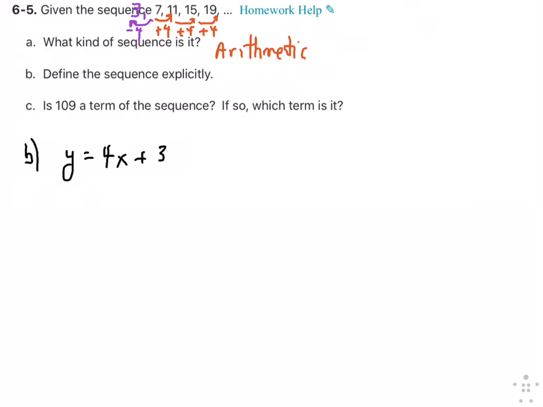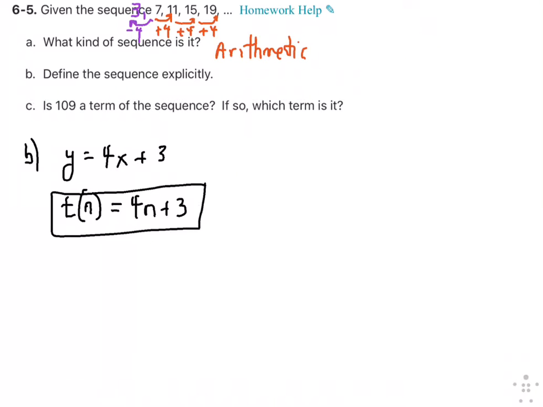But for sequences, we don't use y, we use t of n, because we want the domain to be positive integers. So we write it as t of n equals 4n plus 3, and this locks the domain to be 1, 2, 3, right? Positive integers. All right. And C says, is 109 a term in the sequence?